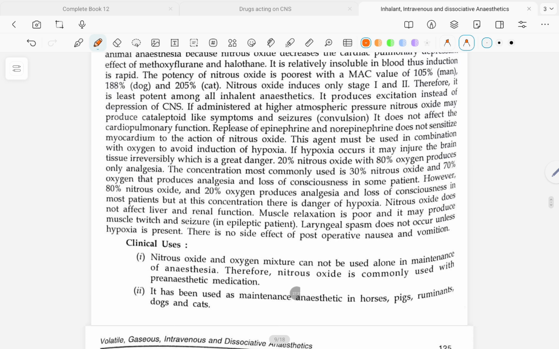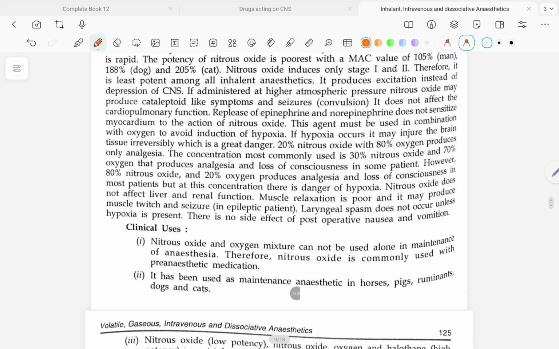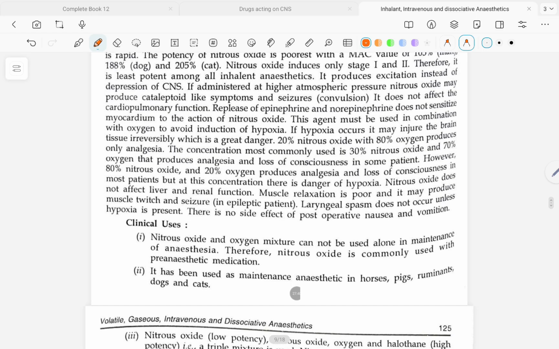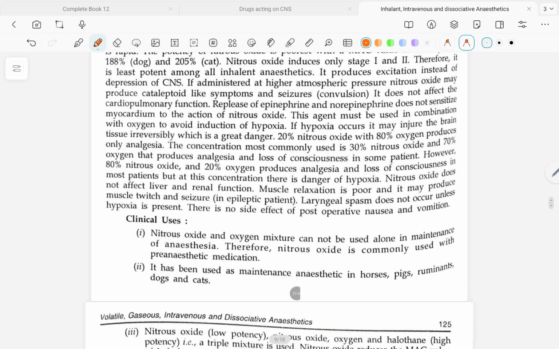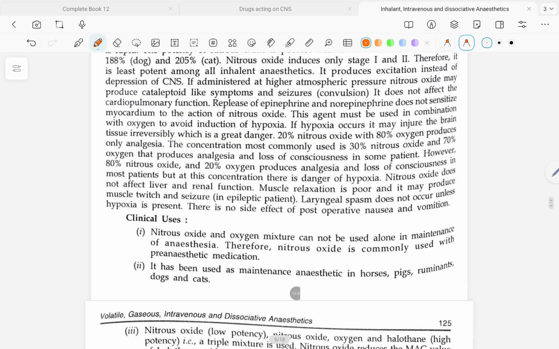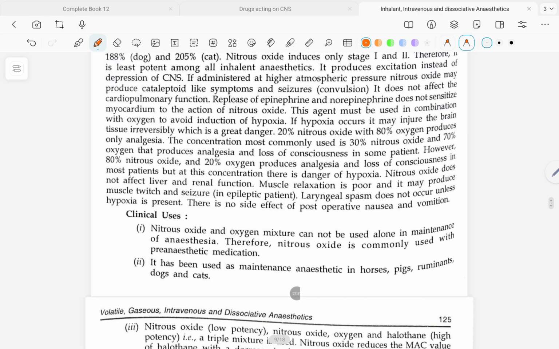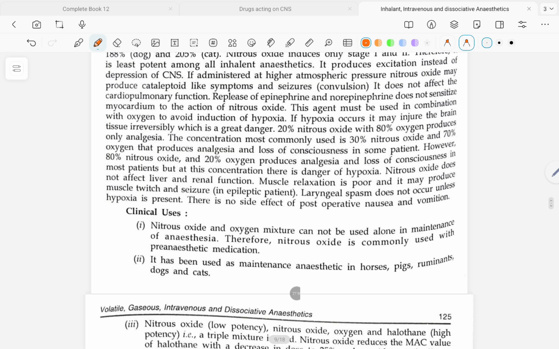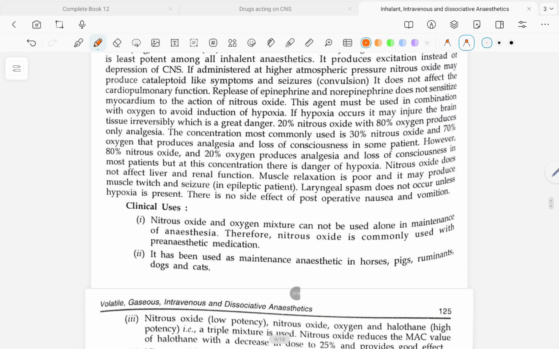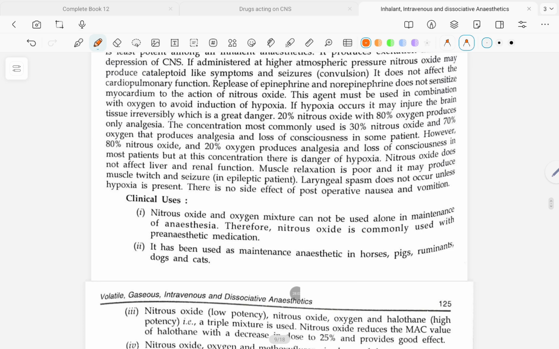It does not affect cardiopulmonary function. Epinephrine and norepinephrine do not sensitize the myocardium to the action of nitrous oxide. This agent must be used in combination with oxygen to avoid induction of hypoxia. If hypoxia occurs, it may injure the brain tissue irreversibly, which is a great danger.